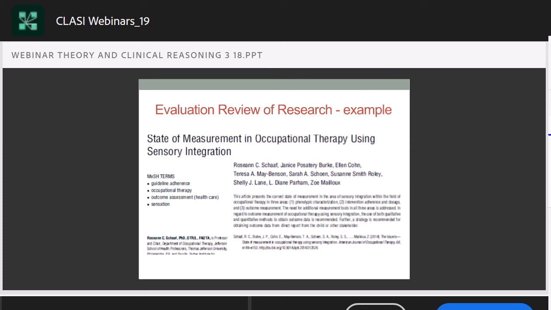Roseanne Schaaf orchestrated an article that many of us had the privilege to contribute to, published only a few years ago. It looked at the state of measurement in occupational therapy using sensory integration. So this is an example of a more overarching peer-reviewed article on the topic of evaluation in Ayres Sensory Integration.